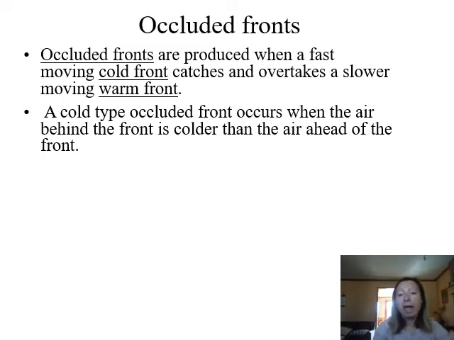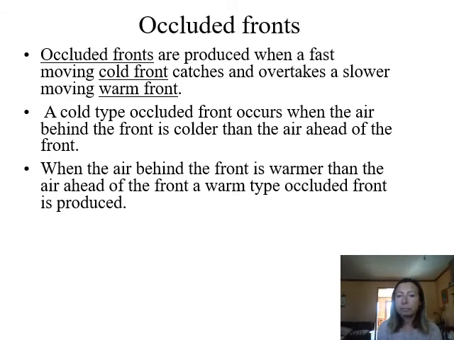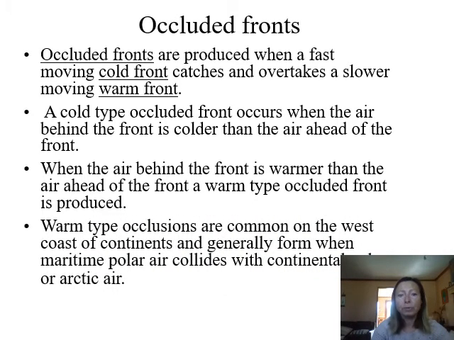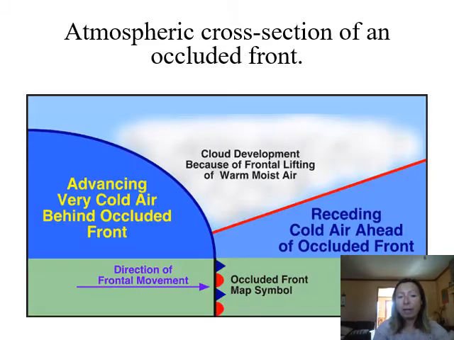a cold type occluded front occurs when the air behind the front is colder than the air ahead of the front. When the air behind the front is warmer than the air ahead of the front, a warm type occluded front is produced. Warm type occlusions are common on the west coast of continents and are generally formed when maritime polar air collides with continental polar or Arctic air.